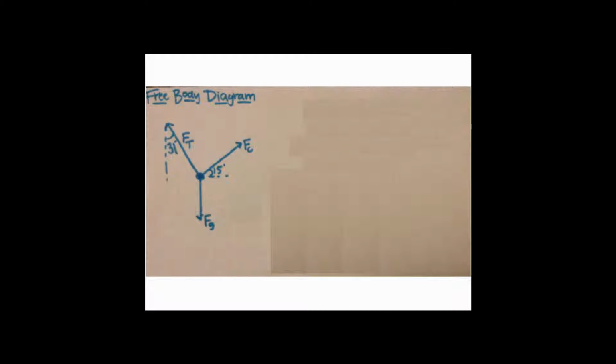So let's start with a free body diagram. The dot is the climber. FC, the force of the wall, points in the positive X and Y direction and makes a 15-degree angle with the horizontal. FT is the tension force, and it points in the positive Y and negative X direction and makes a 31-degree angle with the wall. And FG is the force of gravity, and it points in the negative Y direction only.